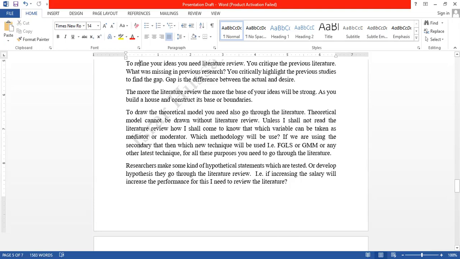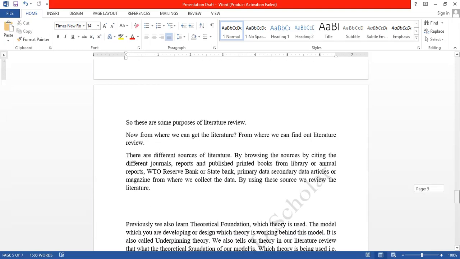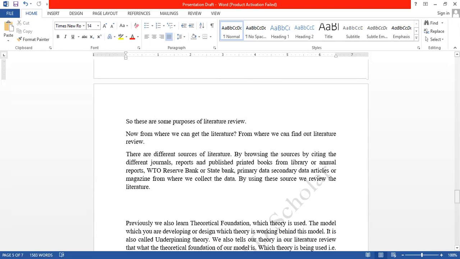Researchers make hypothetical statements which are tested, or develop hypotheses. They go through the literature review. For example, increasing the salary will increase the performance. For this I need to review the literature. So these are some of the purposes for reviewing the literature.